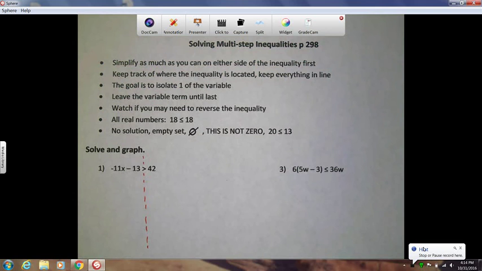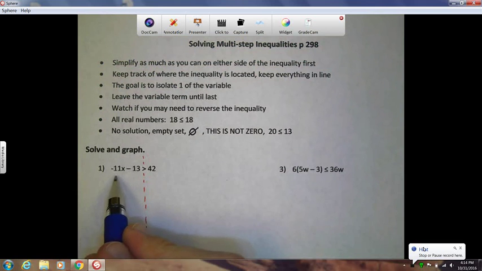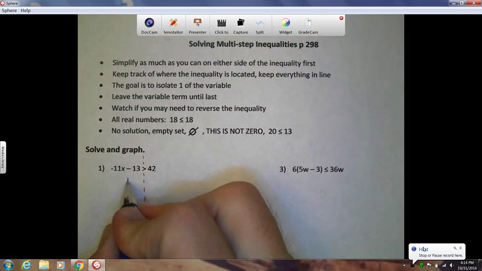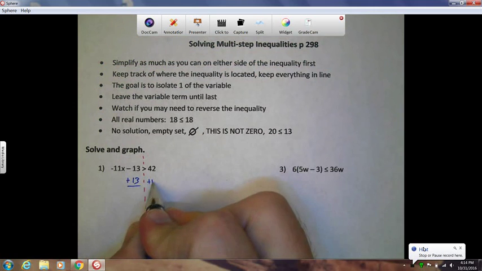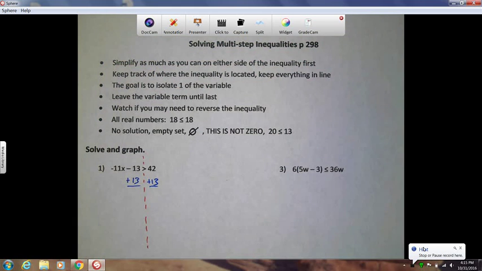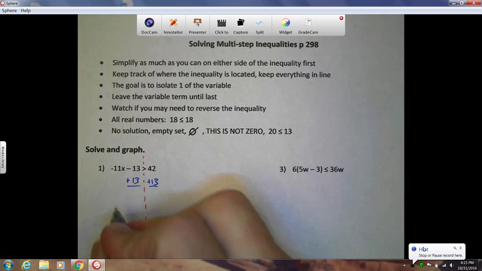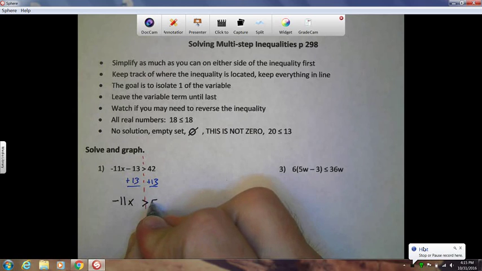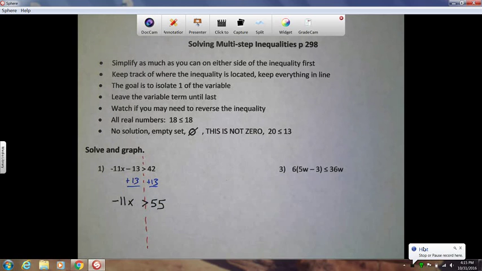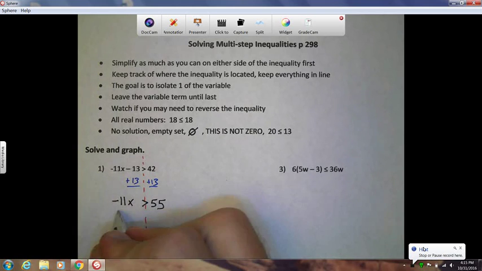So first thing I want to do is I'm going to leave my variable term till last. So I'm going to add 13. Do the same thing to both sides. So I have negative 11x is greater than 55. Okay, next thing is I have negative 11 multiplied by x, so to undo it, I divide by negative 11.